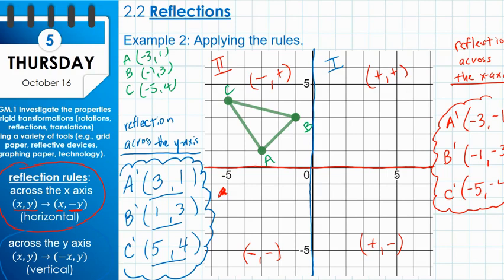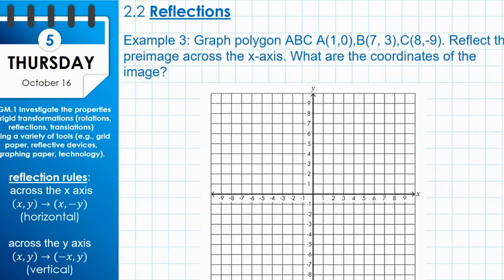Sometimes, however, you have to be able to apply the rule, or you have to make a decision either on the front end or just do what you know best. So in this example, we have a polygon A, B, and C, and we have coordinate points. I think the rule is the easiest way, but I'll plot the points first and allow you to see it both ways.